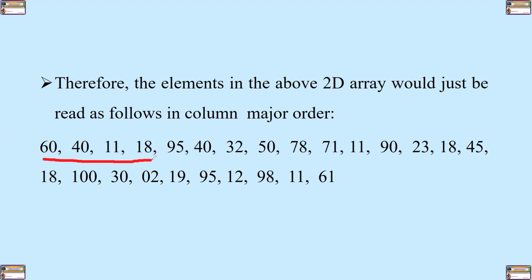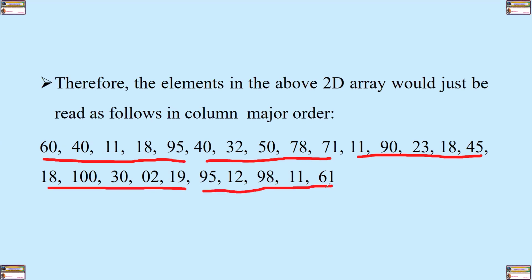1, 2, 3, 4, 5. That is 5 elements, as you can see. That is 5 rows, 5 columns.